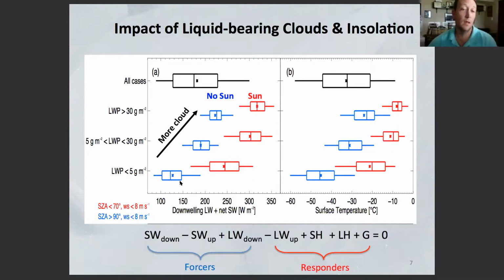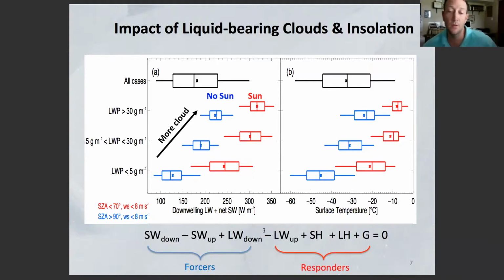But another thing that can drive the surface temperatures is the net shortwave radiation. So we've shown times when we have sun and no sun, sun being in red and no sun being in blue. And so you can see we get an increase in the downwelling longwave plus the net shortwave radiation, which we're defining as the forcing terms. This can be due to the presence of clouds, sun, or a combination of the two. And what's evident in the panel to the right is you get an increase in the surface temperatures, which is what we expected.